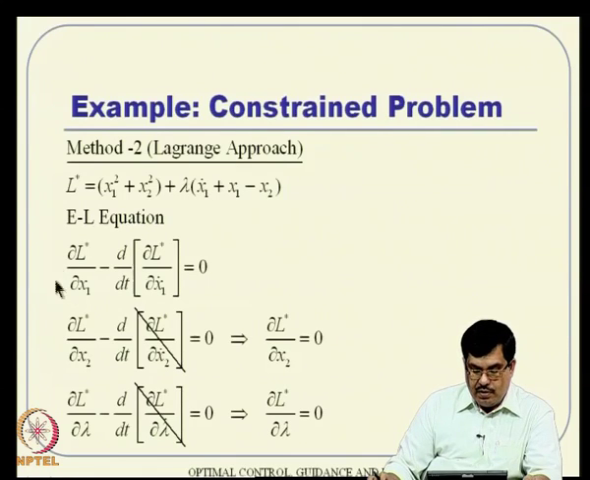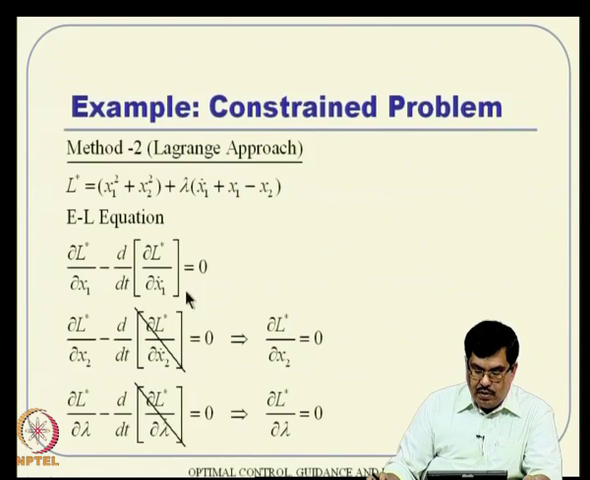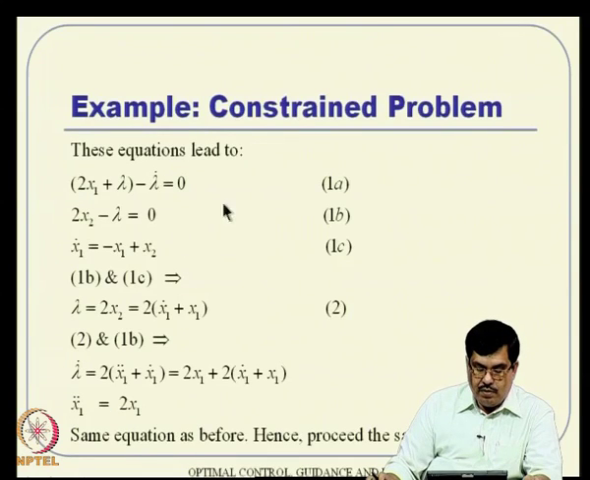So, you will end up with this equation as well as these two equations that need to be solved. Okay. So, what does it lead to? Del L star by del x1 minus d/dt of this quantity. So, this will lead to this equation.